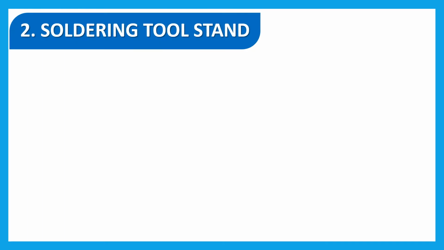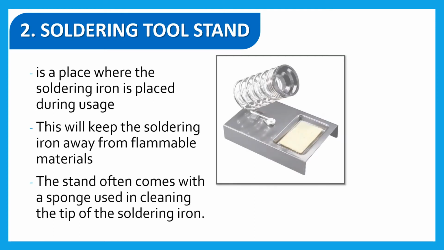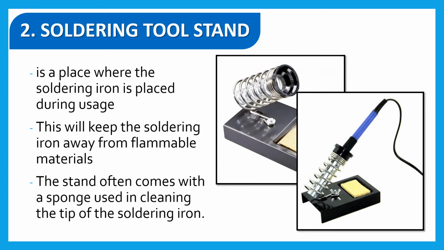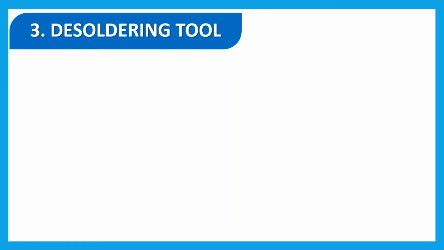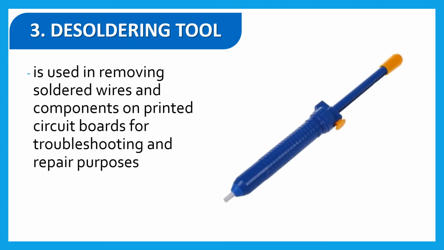Number 2, soldering tool stand. It is a place where the soldering iron is placed during usage. This will keep the soldering iron away from flammable materials, and it often comes with a sponge used in cleaning the tip of the soldering iron. Number 3, the desoldering tool. It is used in removing soldered wires and components on printed circuit boards for troubleshooting and repair purposes.